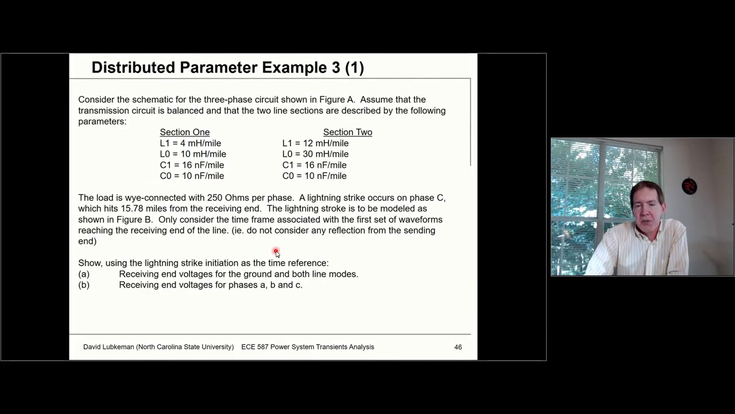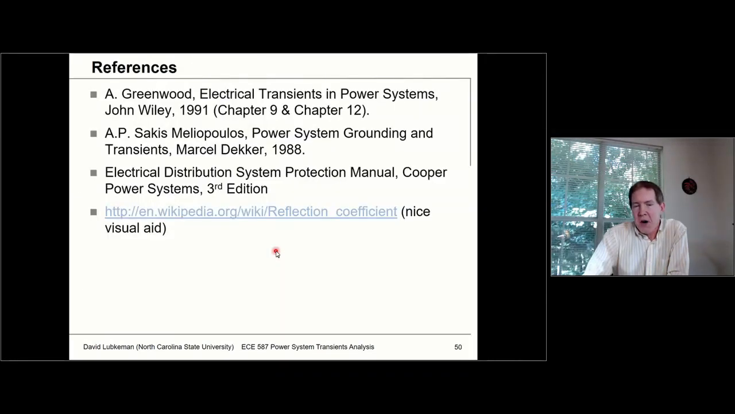Then I'll also show you how you could set this up for doing three-phase, based on using a transformation. And as far as references for this, Greenwood talks about this material in chapters 9 and 10. Another book, which is an older book, is by Sakis Meliopoulos at Georgia Tech. It's an especially useful reference. It gets into grounding. The Cooper Protection Manual, if you can still get a hold of this book, talks about this topic. And if you go up to the wiki side, there's a nice visual on how reflection coefficients work.